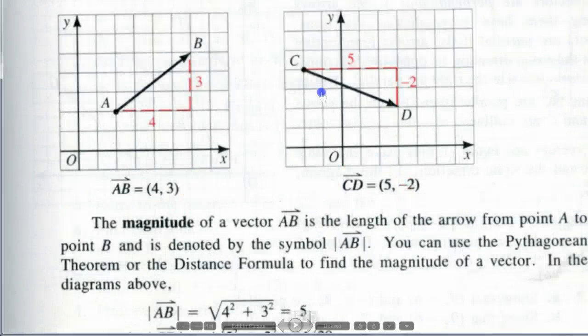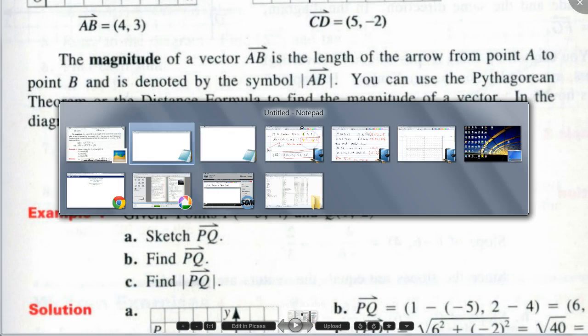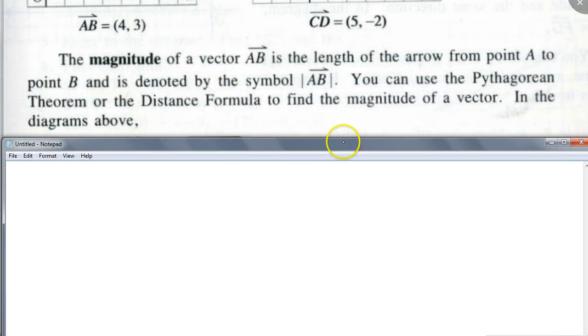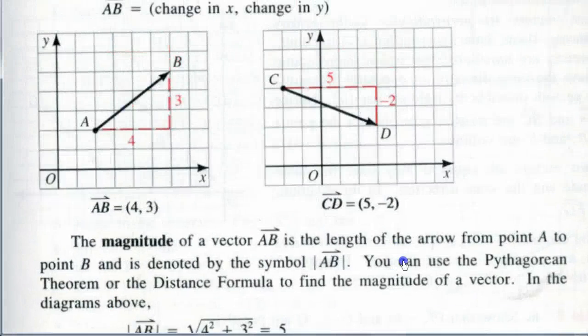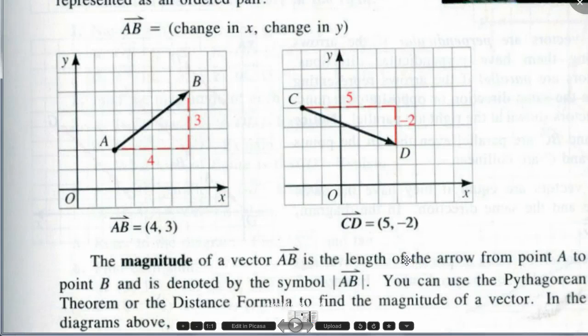Well, somebody read this for us, the magnitude of the vector. How about David? Go ahead. The magnitude of a vector AB is the length of the arrow from point A to point B and is denoted by the symbol |AB|, the absolute value of vector AB. You can use the Pythagorean theorem or the distance formula to find the magnitude of a vector in the diagrams above. Yeah, so look at the diagram above. So the magnitude is simply the what? Length of the vector. Does that make sense?